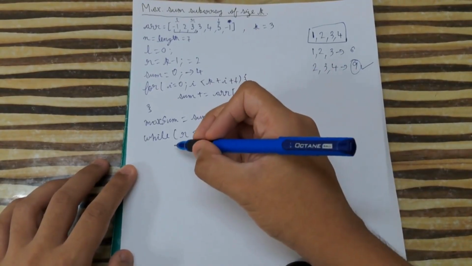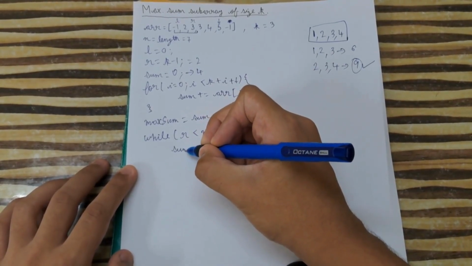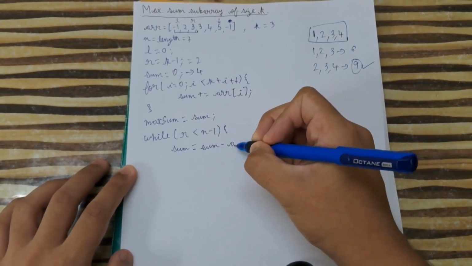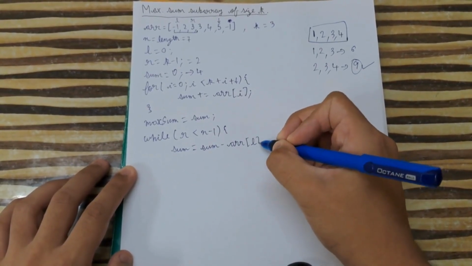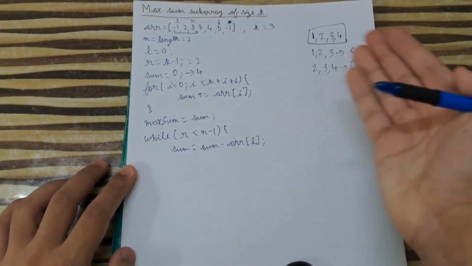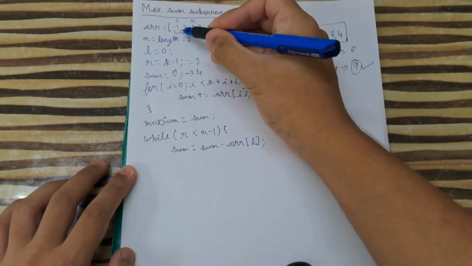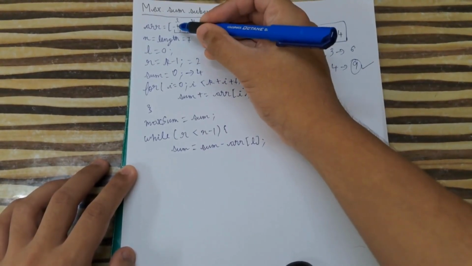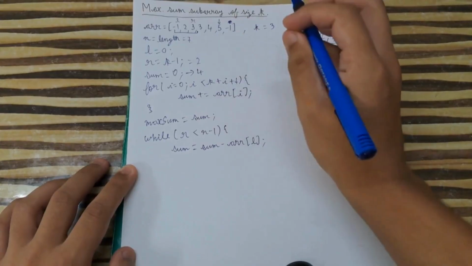So we will set the sum variable in the while loop like this: sum equals sum minus array[L]. Here what we are doing is sliding the window. We have started to slide the window. So we have first subtracted the value of array element L, this element, from the current window.